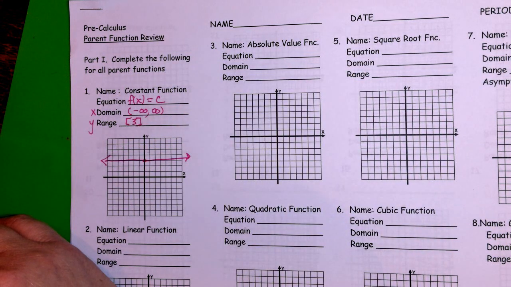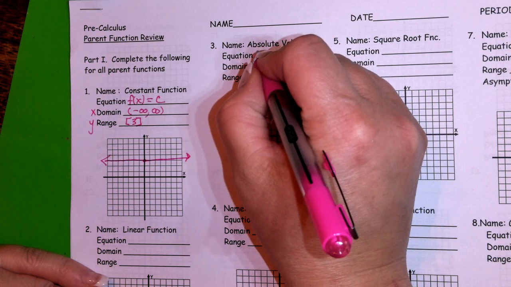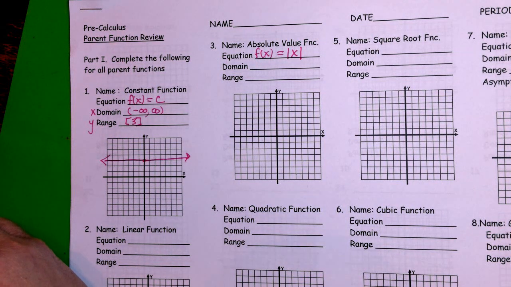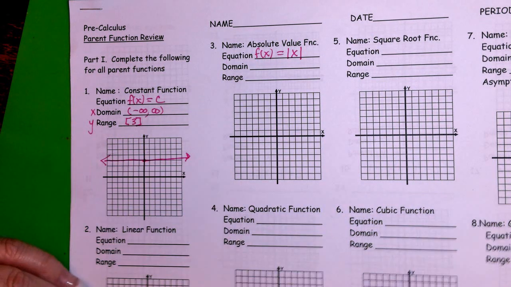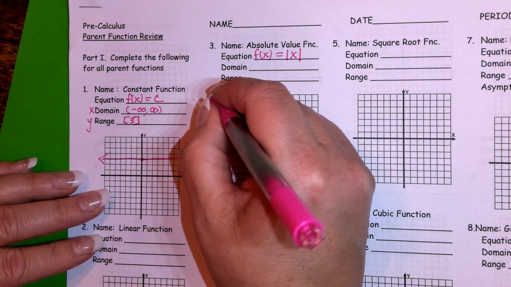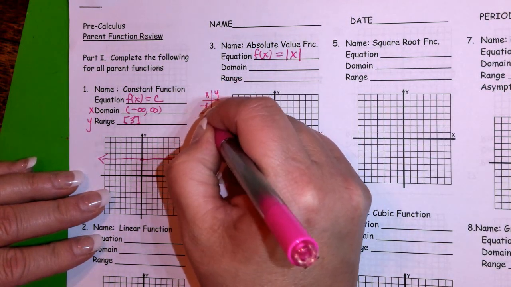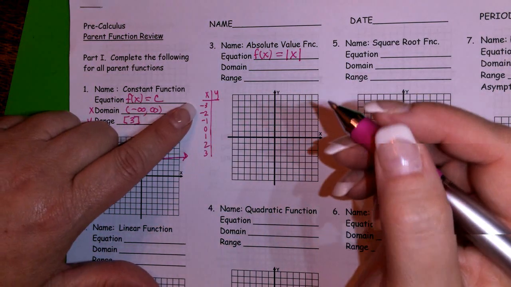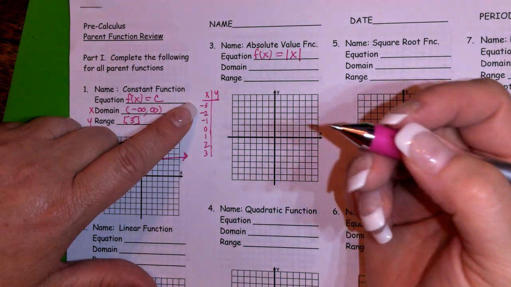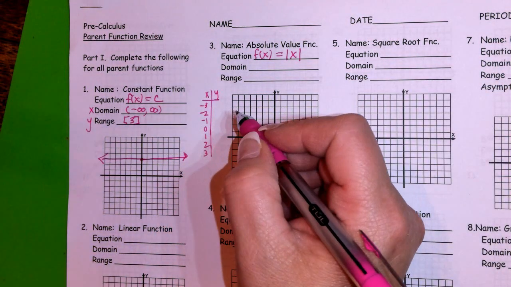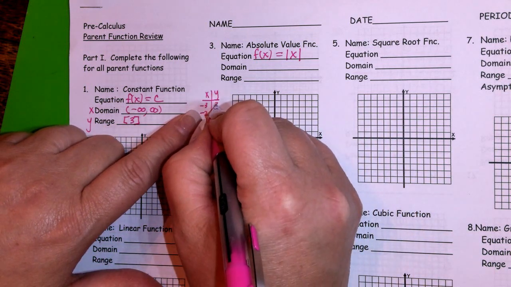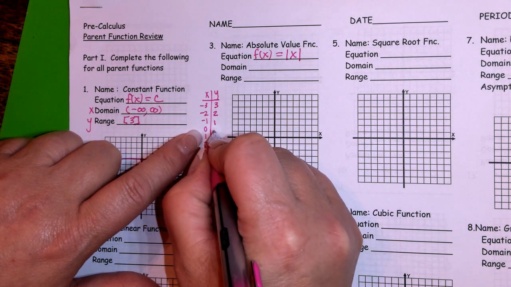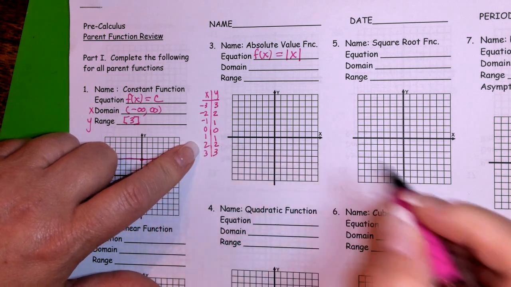Next one, absolute value. Okay, the equation is f of x equals the absolute value of x. Okay, if you remember your parent function table, x, y, negative 3, negative 2, negative 1, 0, 1, 2. You can go 3, you can keep going. When you take the absolute value, you're talking about distance on a number line. So how many units am I from 0? So the absolute value of negative 3 is 3. The absolute value of negative 2 is 2. Absolute value of negative 1 is 1. Then 0, 1, 2, and 3.